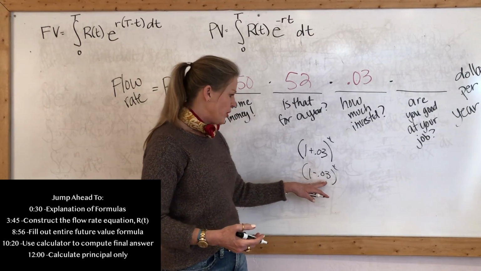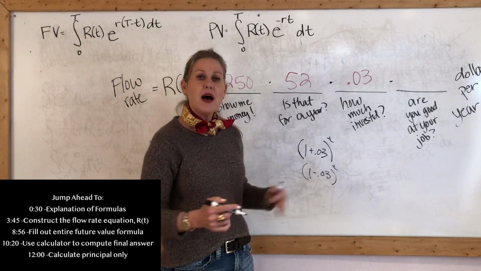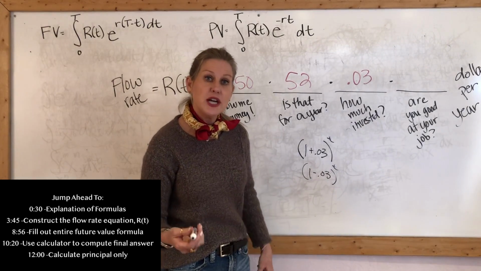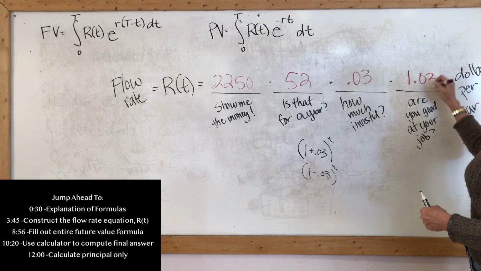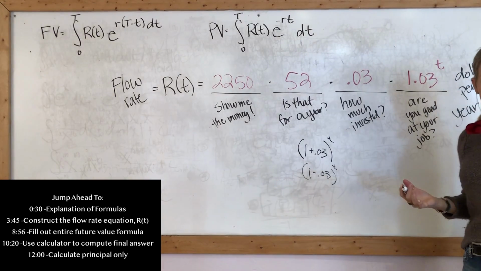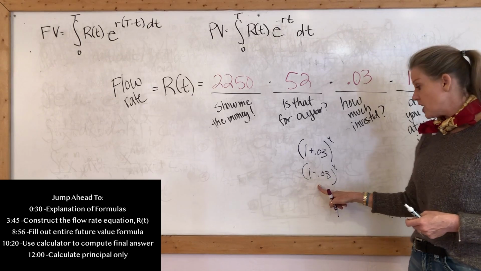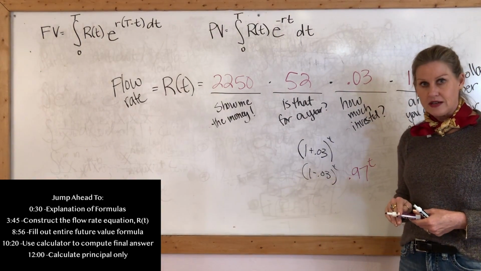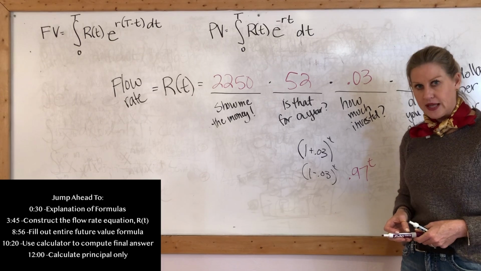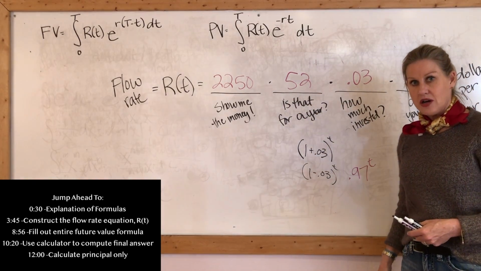So I'm not going to actually put that written down into this blank. I'm going to do that math. So since Bob and Susie have a percent increase, I put 1.03 to the t in that blank. If they were getting a percent decrease, I would put 0.97 to the t in that blank. So all of that is just R of t.